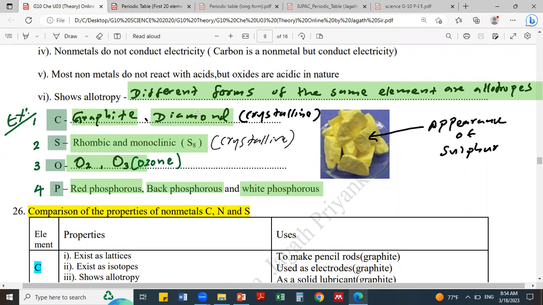Out of these, the most important one is carbon. And then the second most frequently asked one is oxygen. Phosphorus, they don't ask much. Sulfur also, if you can remember it, but mainly carbon and oxygen you should know.